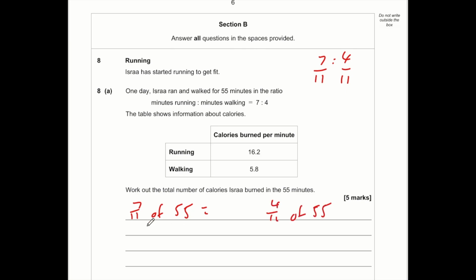Now remember, when you're working out a fraction of a total, you take your total, you divide by the number on the bottom, and then multiply by the number on the top. 55 divided by 11 is 5. 5 times 7 is 35. 55, we do the same thing over here. 55 divided by 11 multiplied by 4, and that is 20. And just check, is 35 plus 20? It's 55. Perfect, so we know we've got it correct.